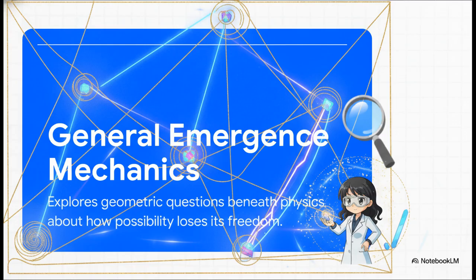GEM is a developing, exploratory, and highly speculative framework. It asks what the breaking of symmetry actually means geometrically. It investigates the hidden architecture of reality, asking how possibility loses its freedom, and exactly what happens when an open route is forced to lock into a constrained trajectory.